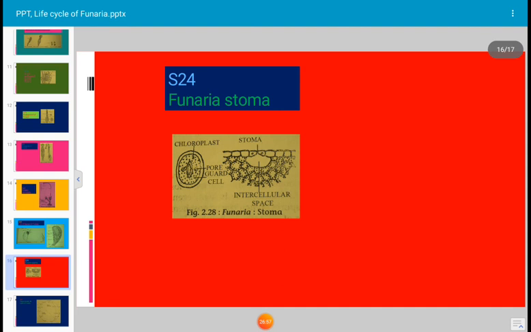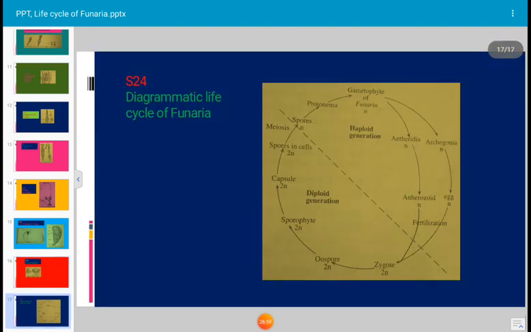Next, this is the Funaria stoma, and this is the life cycle of Funaria. This is a diagrammatic representation of the Funaria life cycle.